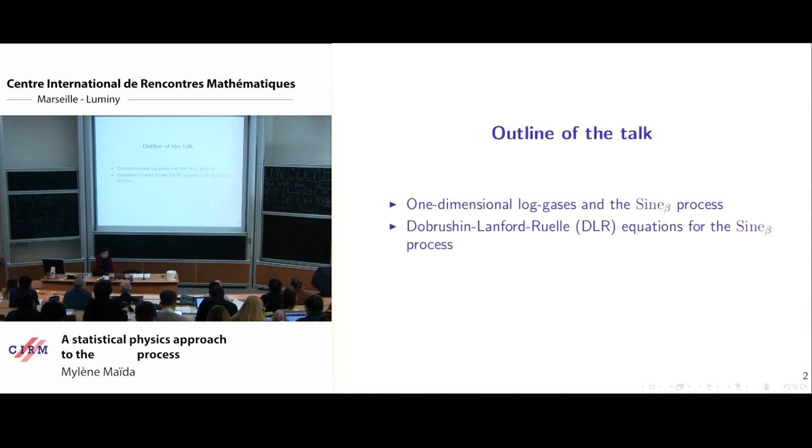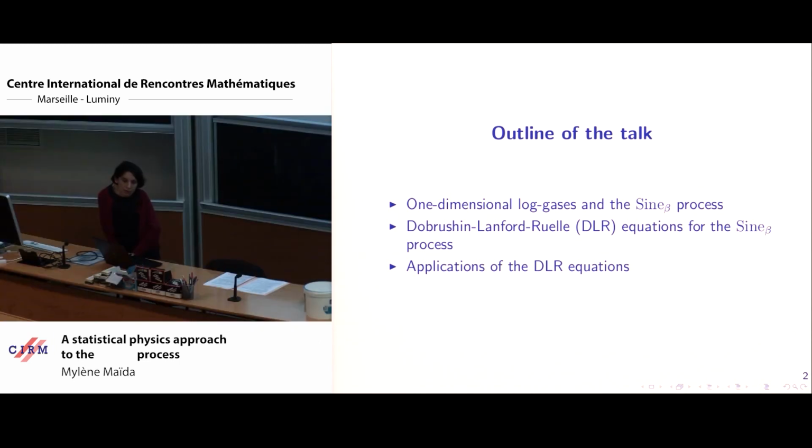Here it's in a context which is a bit different because they were mainly interested in short-range interactions. And I'll talk about what we can do with those DLR equations in hand. I will mainly focus on showing number rigidity for the sine beta process. And I'll mention another application, a CLT for the sine beta. But I will focus in the application part on getting number rigidity. And then I'll indicate some perspectives.